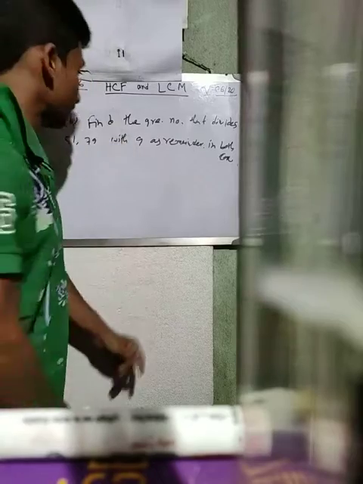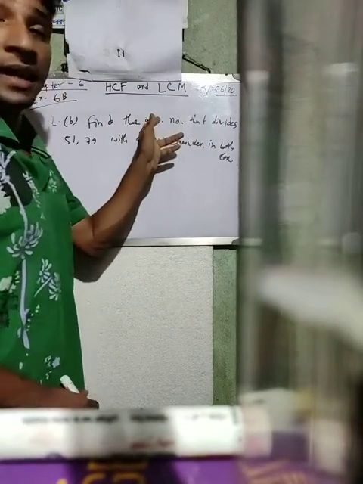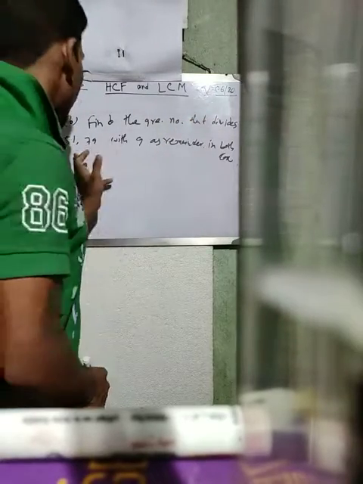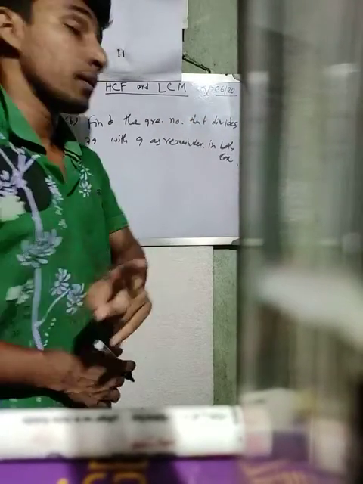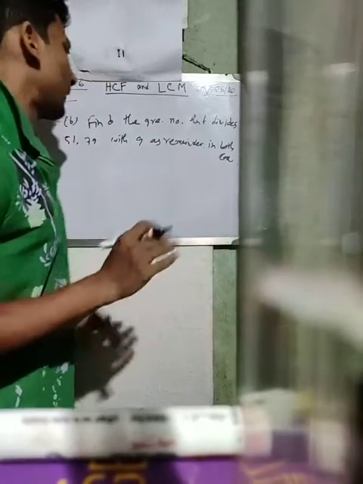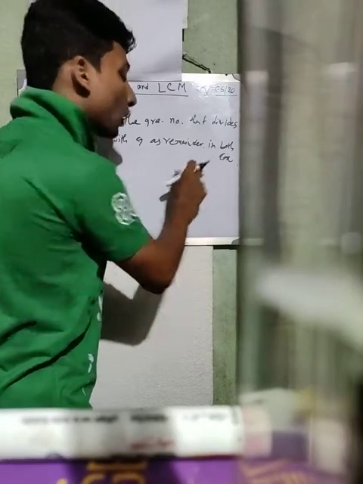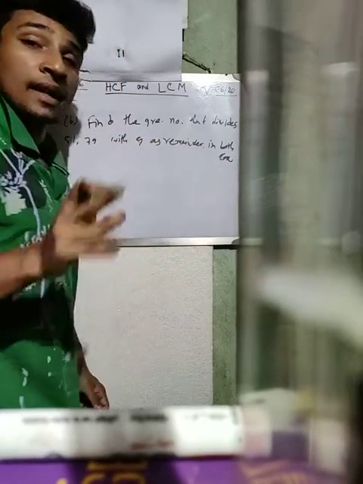There is a trick. Find the greatest number that divides. Greatest means maximum that divides these numbers. So that means you have to find the divisor. So greatest divisor means you have to find HCF. That is clear. But there is a line: with 9 as remainder in both cases.